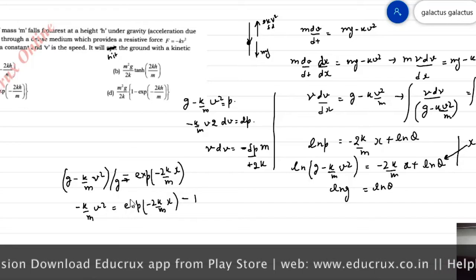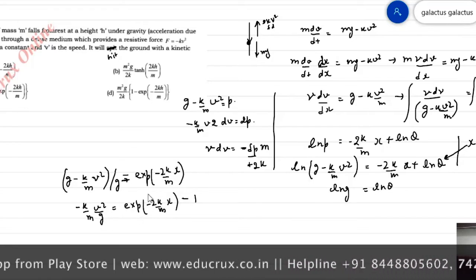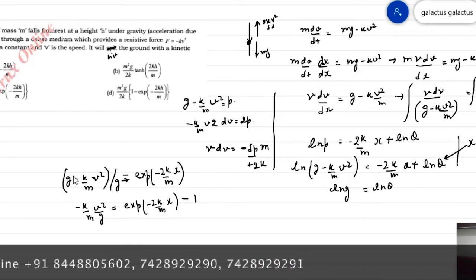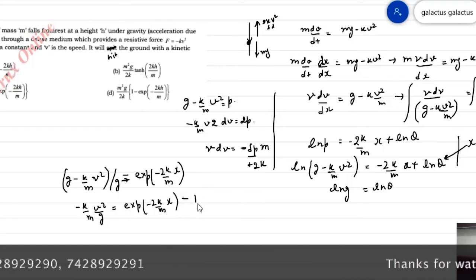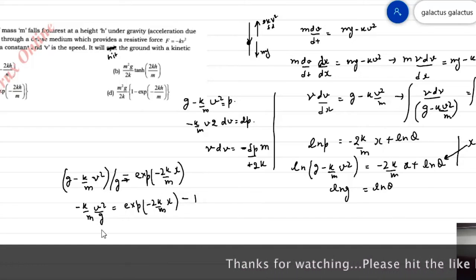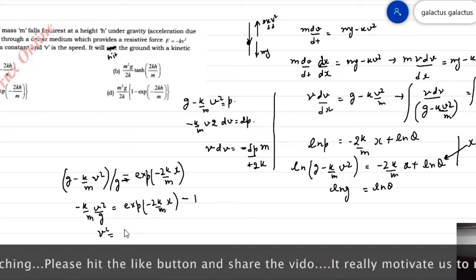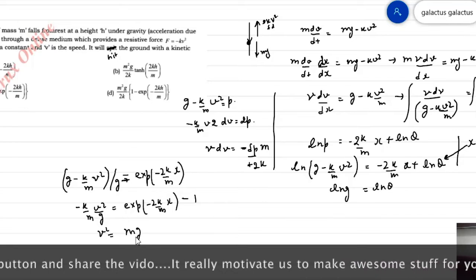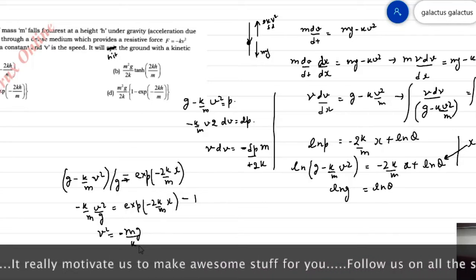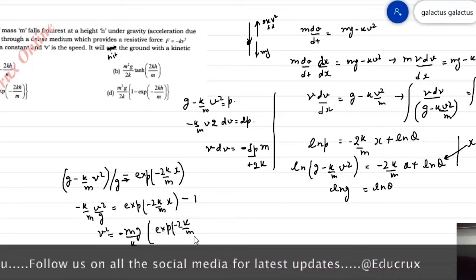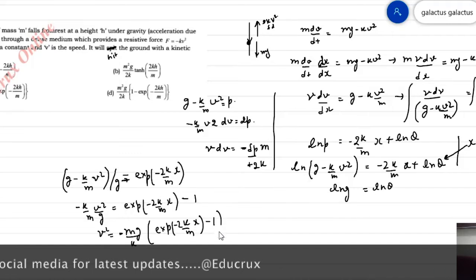Okay, so minus k by m v square by g is equal to this. Now if I divide by g on this side, then this will become 1, and I can take this to the left hand side and this will be minus 1, and minus k v square by g is equal to this, and my value for v square will be mg upon minus k into exponential minus 2k by m x minus 1.